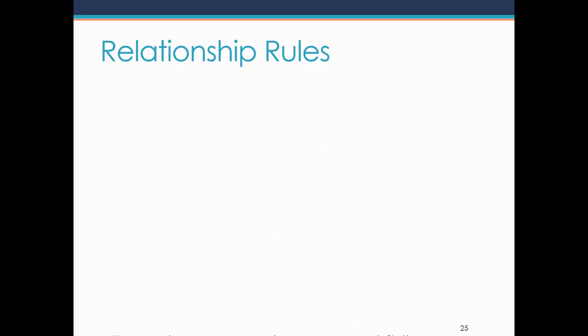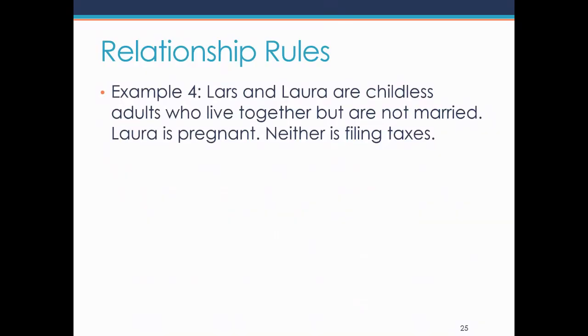All right, let's move on to example 4. Lars and Laura are childless adults who live together but are not married. Laura is pregnant, and neither of them is filing taxes. I'm going to give you a bit to look at your handout and see if you can identify both Lars and Laura's household sizes. And then we will give you the answer and we'll walk through it together. But go ahead and take a couple moments, jot down what you think the answer will be. What is Lars's household size and what is Laura's household size?